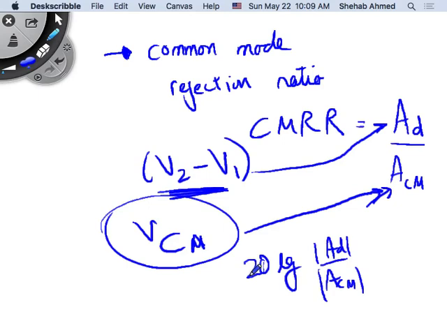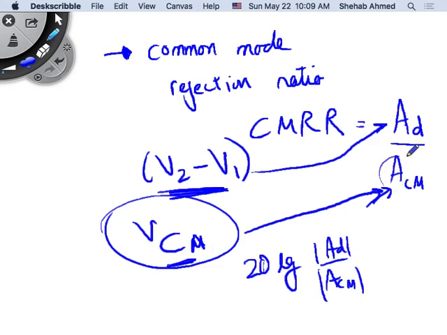Do you want ACM to be 0 or VCM to be 0? I would like the common mode voltage to be 0, but that's not going to happen. I mean, VCM is not going to be 0.